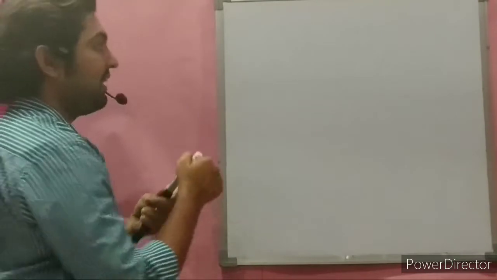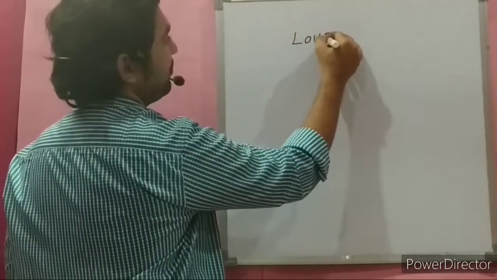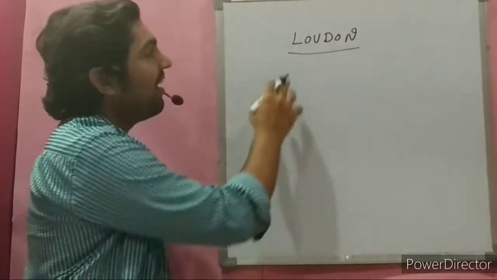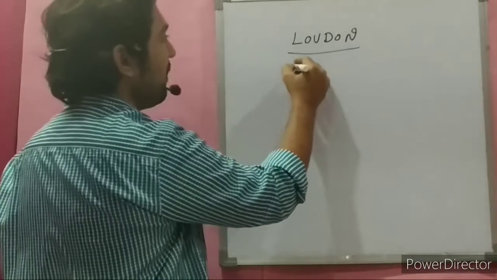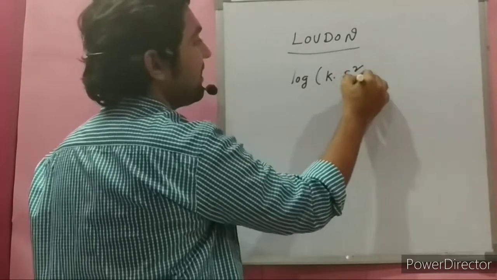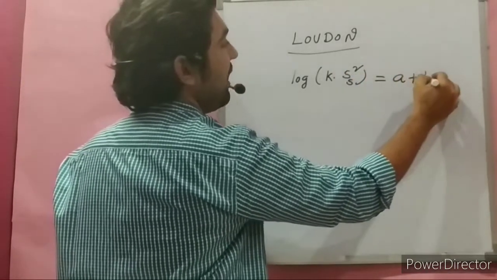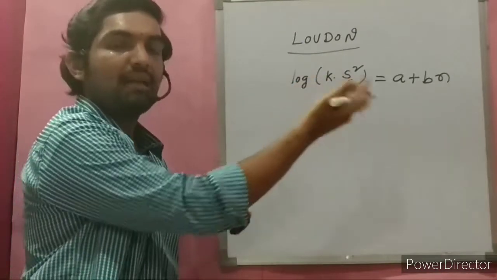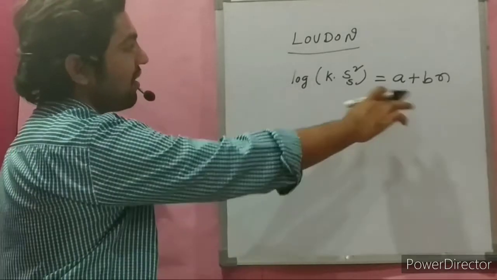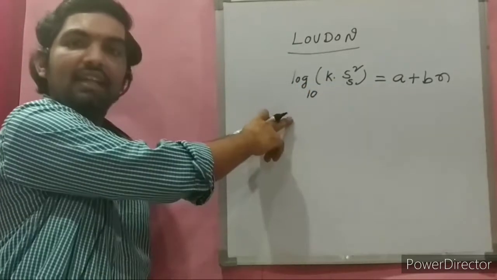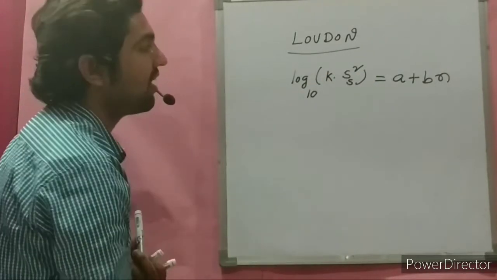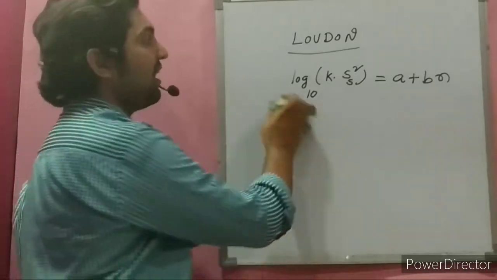Loudon is another scientist. Professor Loudon, not Bin Laden, it is Loudon. He is one scientist who gave his equation on permeability. Log K into SS square, specific surface area, is equal to A plus B N. N is porosity, A and B are some constants. SS refers to the specific surface area of the particle. From this equation you can calculate permeability. This is for base 10. This is Loudon's equation, one of the equations to calculate the permeability of the soil.